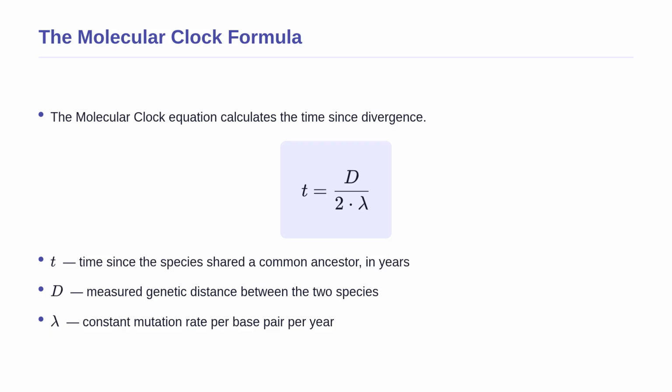The symbol lambda represents the constant annual mutation rate. We multiply the mutation rate by 2 in the denominator because both lineages are mutating simultaneously after the split. If the genetic distance d increases, it means more time has passed since the species diverged.